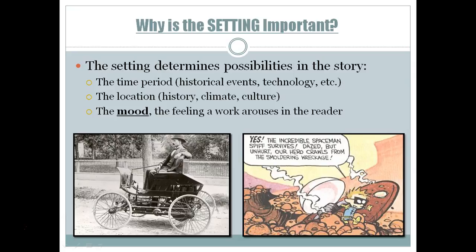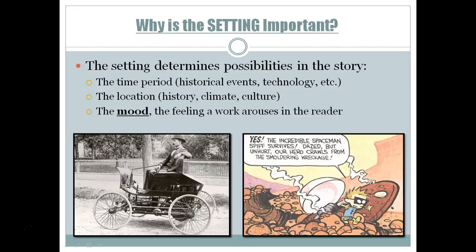For instance, the time period, historical events, technology, etc., really helps us with figuring out what can be possible. Looking at these pictures below, the one on the left, if everyone's driving vehicles like that one, that's much different than a vehicle in, say, the 21st century. And likewise, in the right picture, if we're in the 24th or 25th century, things like spaceships and other technological advances could really change things.